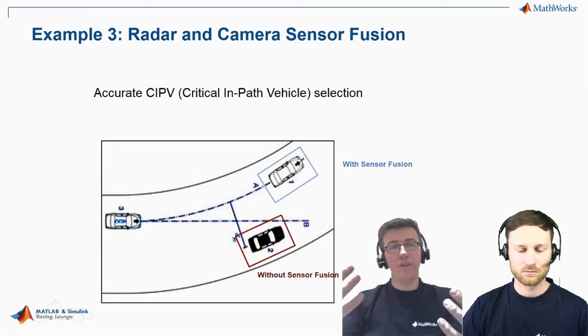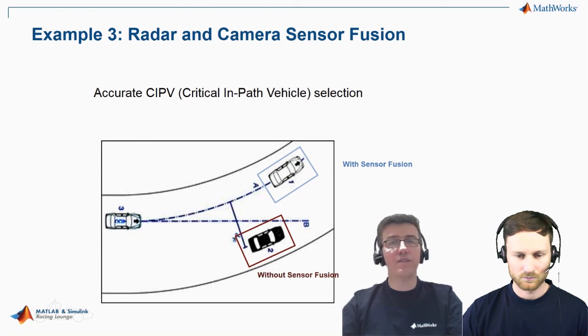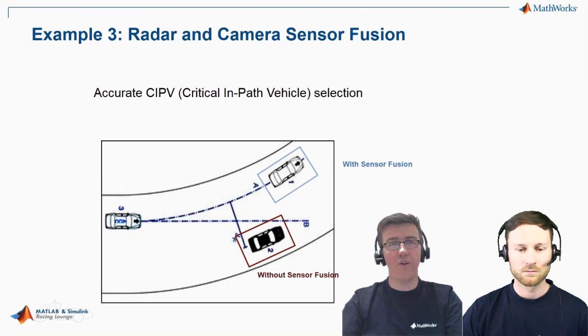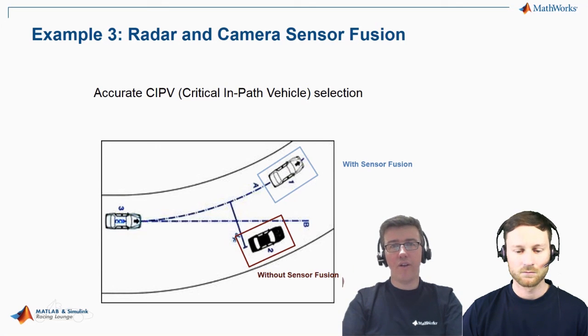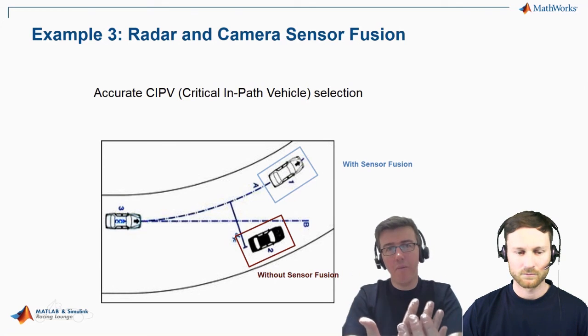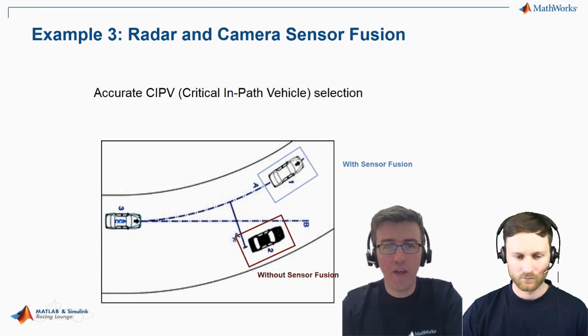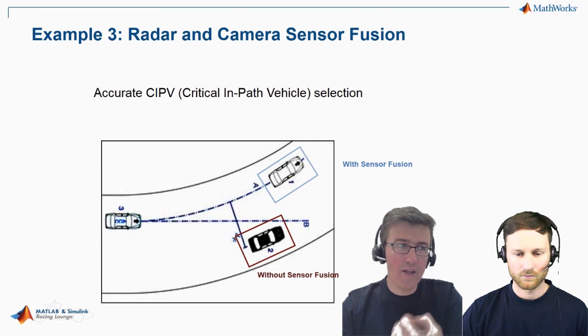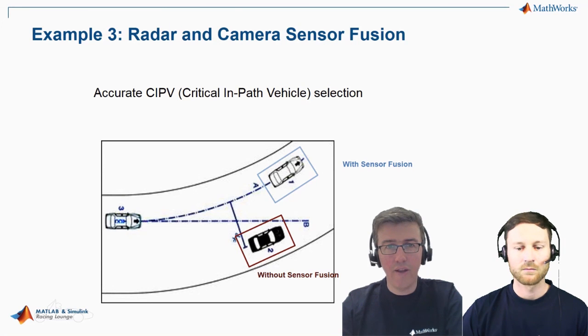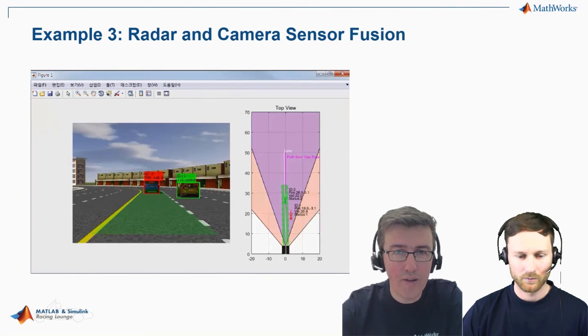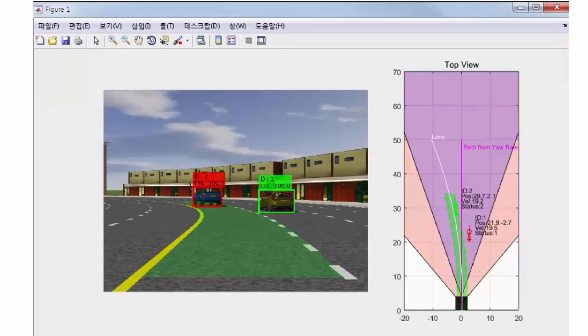Now, all these sensors have advantages and disadvantages, and you can take into account these advantages and disadvantages of a sensor system, and merge and fuse the information coming from the sensors to have a reliable list of objects with much more reliable information. And this is something that we have implemented here in this demo model. You see the result here.